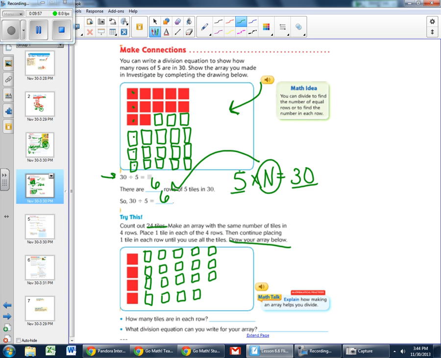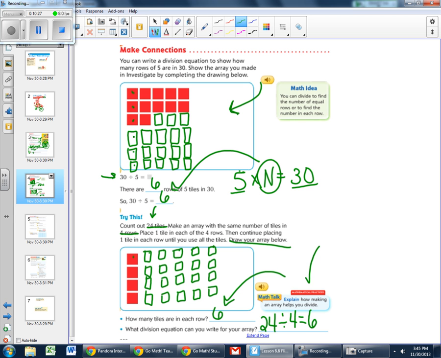Again, making sure that you're drawing them neat and nice so that it's organized. How many tiles are in each row? 1, 2, 3, 4, 5, 6. What division equation can you write for the array? Start with your biggest number, remember. 24 divided by, what were we counting by? 4 rows equals your quotient, which is 6.